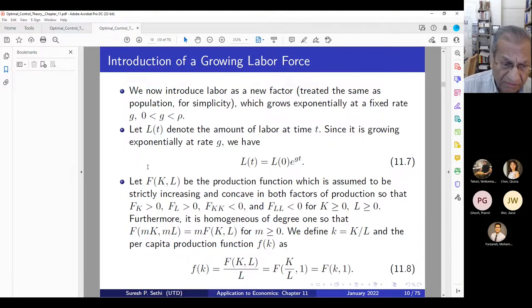Two factors of production. So the production function is a function of K and L at any given time T. Standard assumption, F sub K is bigger than zero, F sub L bigger than zero, which means more labor, more production, more capital, more production. More capital means diminishing marginal productivity of capital, and diminishing marginal productivity of labor. And so all of these are standard assumptions.